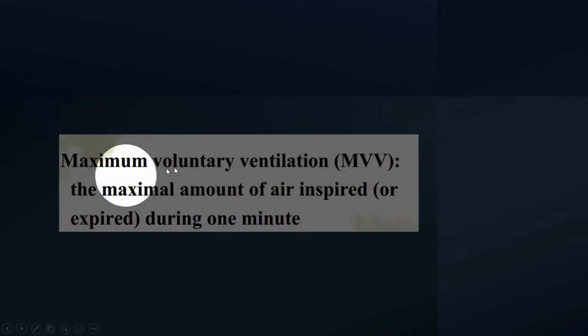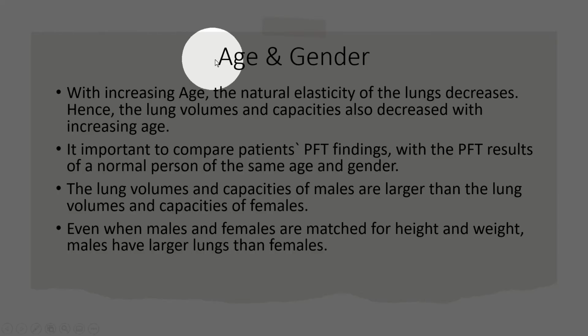Another variable is maximum voluntary ventilation, the maximum amount of air inspired or expired during 1 minute. This can be measured and considered as maximum voluntary ventilation. Now we can have age and gender.